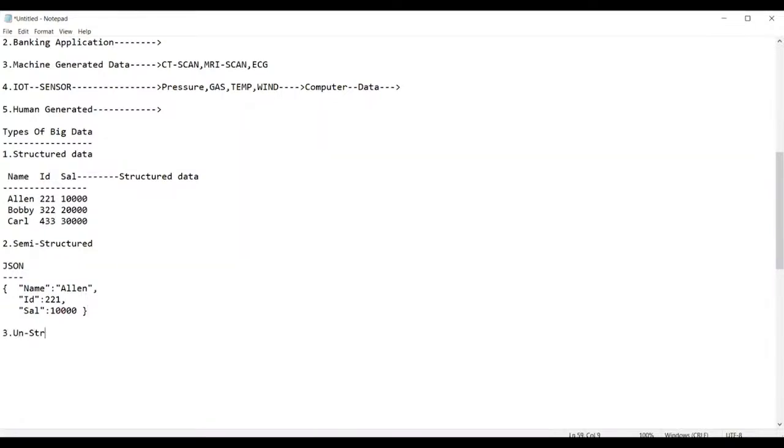Unstructured data. Unstructured data is nothing but, guys, data where there is no particular structure, such as the photos in your mobile phone, the videos, the chat history, and the voice notes. All of these come under unstructured data only. There is no proper structure for it.